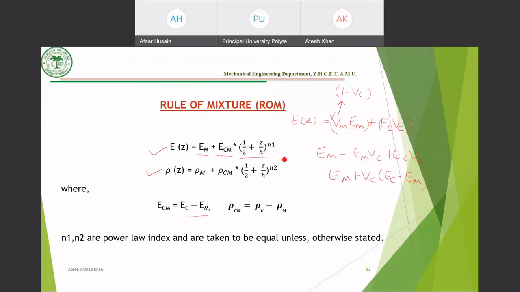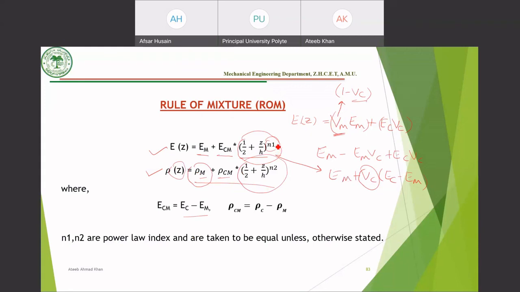Okay, so this is the same equation which is written over here, where Vc, or the volume fraction of ceramic, is equal to 0.5 plus Z by H raised to the power N1. Now this is the same equation; I've just put in the value of volume fraction of metal in terms of volume fraction of ceramic. Similarly, you will get this equation for the density, which says that the density at any point Z is equal to density of metal plus density of ceramic minus metal times the volume fraction of ceramic.